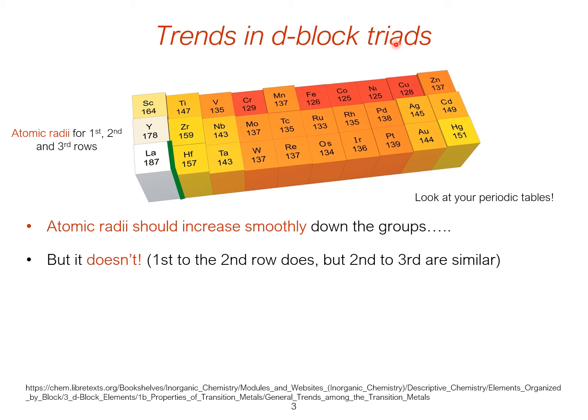So usually as we go down a group, the atomic radius increases because the valence shell is much further out, it's much larger, and it should increase smoothly. But in this case, it doesn't. As we go from the first to the second row, it does increase, but then from the second to the third, we can see in a lot of cases it's the same or just 1 picometer different.